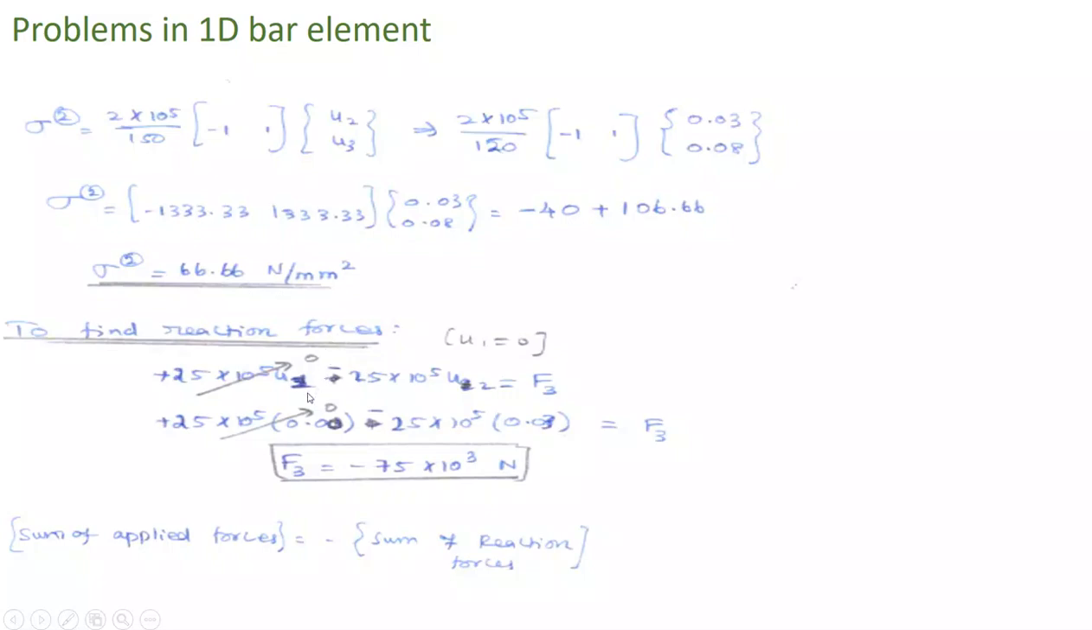Then we want to find the reaction force. The reaction force equals stiffness matrix into displacement vector minus force vector. Based on that equation, 25 into 10 to the power 5 into u1, which is 0, minus 25 into 10 to the power 5 into u2, where the u2 value is 0.03. So minus 25 into 10 to the power 5 into 0.03, minus 75 into 10 to the power 3 Newton.